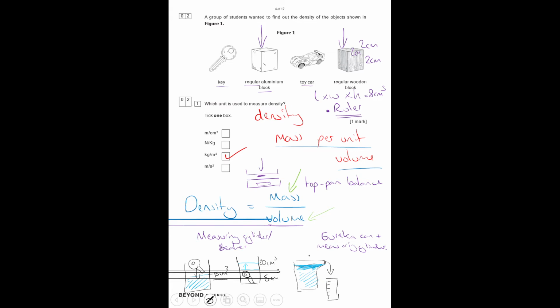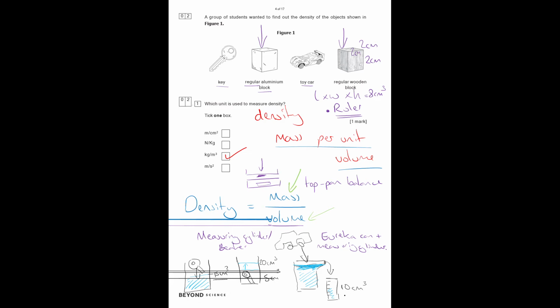So once we drop in the key or the toy car, if I draw a little toy car in here, and perhaps you manage to find a Eureka can that fits it, the water will pour out and you will read off your measuring cylinder how much water has poured out. So say its volume is 10 centimeters cubed.